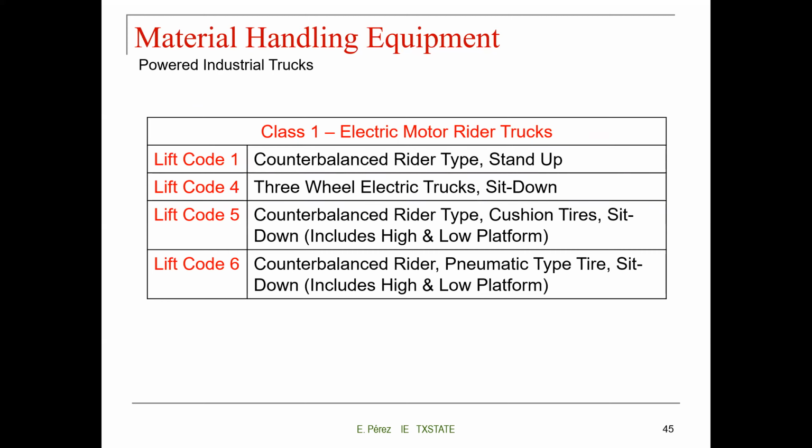So here are some of the codes. Power industrial trucks, class 1 electric motor rider trucks. You don't have to memorize this. This is just for information, so in the future you can refer back to these notes in case you need to.